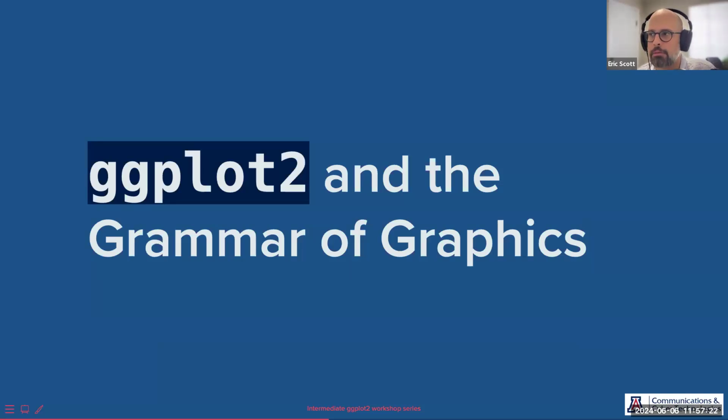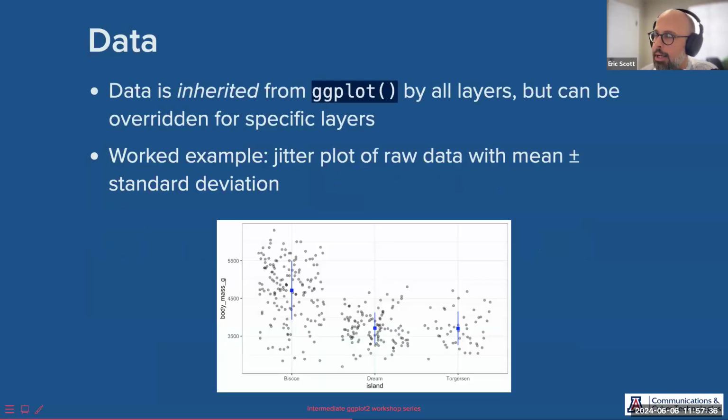Okay, so next part, ggplot2 and the grammar of graphics. This inspired how ggplot2 works, and if you've used ggplot2 before, you're probably already recognizing some connections to what we talked about in the first part. We're starting with the first element, data, obviously very important. Data is the first argument to the ggplot function, and that data is usually inherited by all the layers.